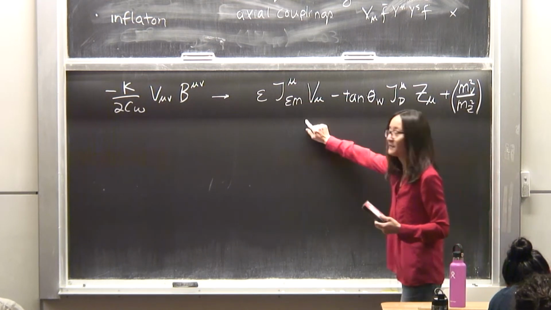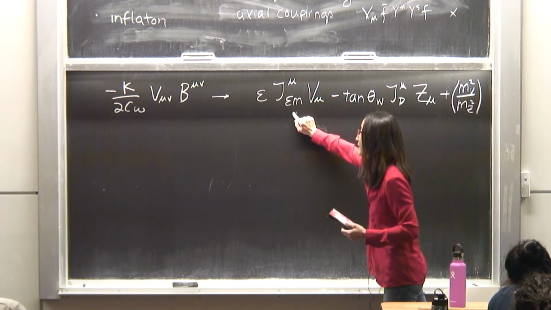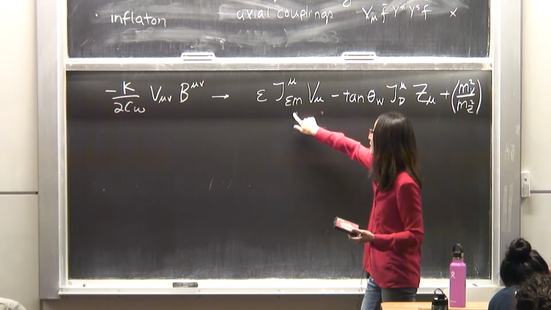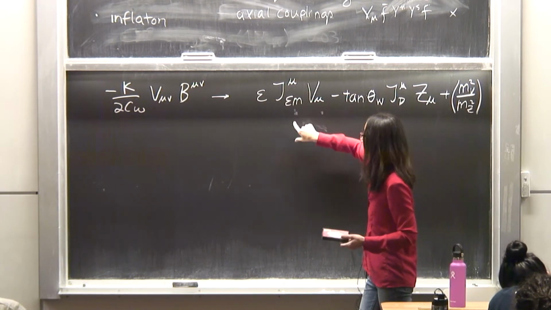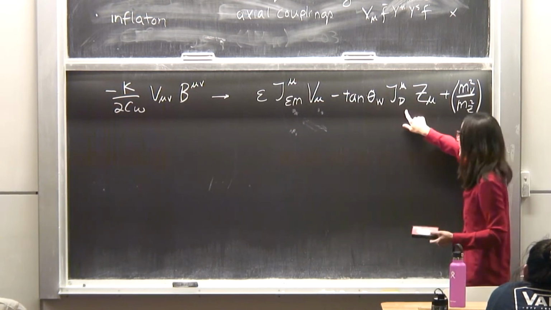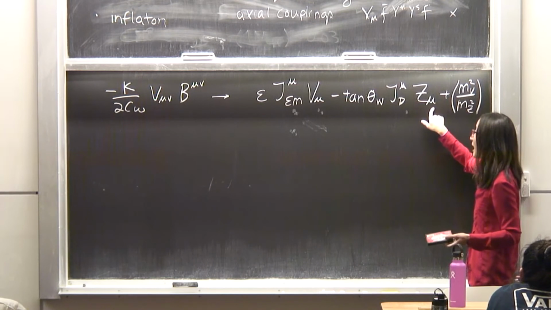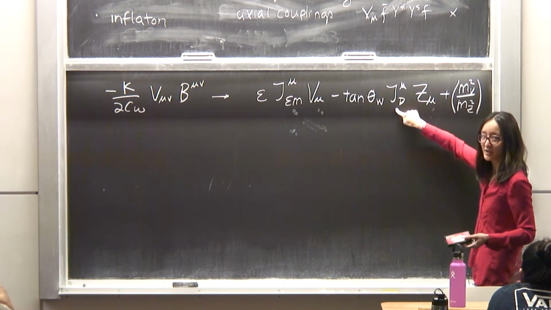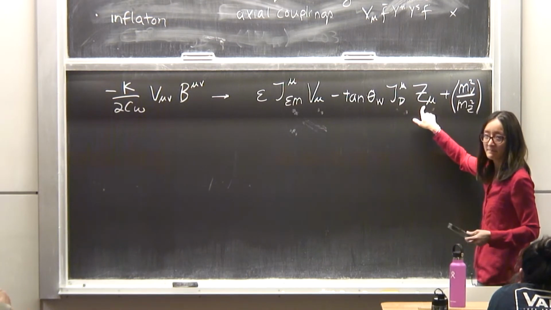So we often see this one because we know that the photon is the massless state and has to remain massless. So we generate a coupling of the current that couples to photons with the dark photon. This one is kind of the opposite case. The Z is much heavier than the dark photon, so instead I generate a coupling of the dark current with a Z.